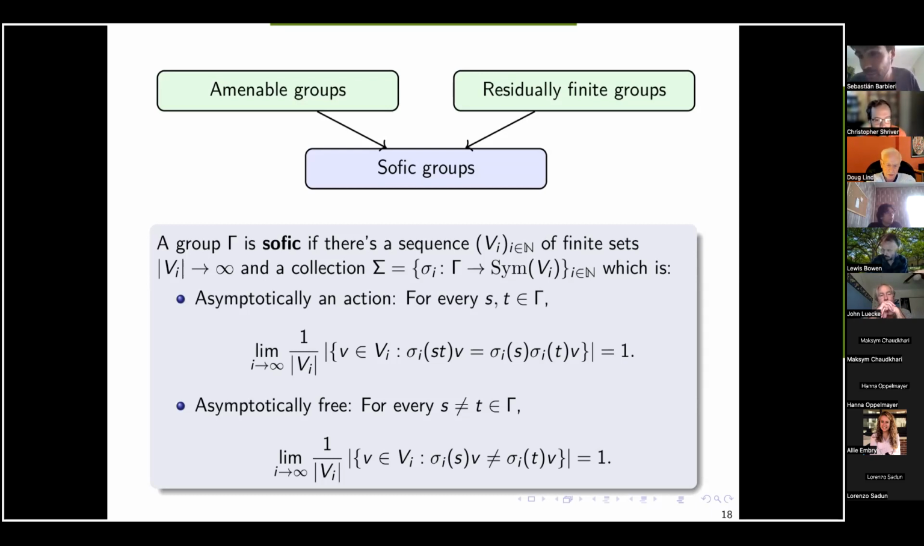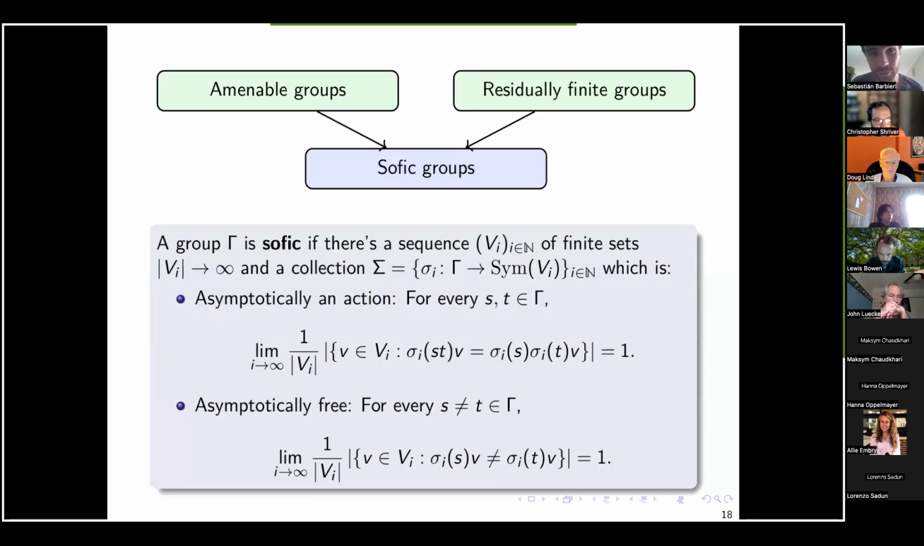And well, that wouldn't be enough, because I could take the trivial representation that sends everything to the identity in the symmetric group. So I'm also going to ask that this is free, so that things are actually moved, right? So the vertices are distinguished by some position in the permutations, and they are distinct for most of the vertices. Okay, so it's essentially a way of representing my group in a very, very general, weak way.